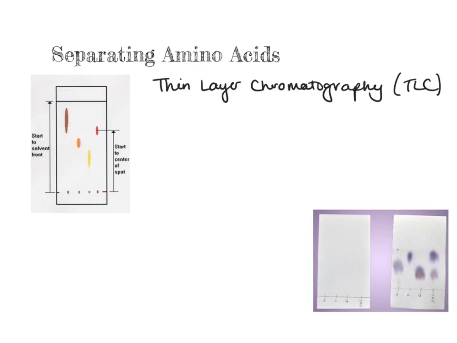or your start line. Obviously, a slightly more precise way of doing it is to calculate what's known as the RF value, where you take the distance travelled by a spot and you divide it by the distance travelled by the solvent, and you give that dot an RF value. You then do it for the next one, the next one, and the next one. So you take the distance travelled by the spot, divided by the distance travelled by the solvent, and give that one an RF value. When RF values match, you know that you have a match between amino acids.